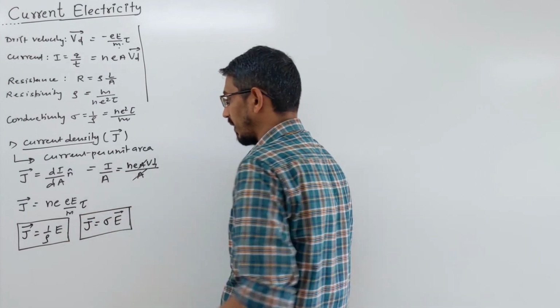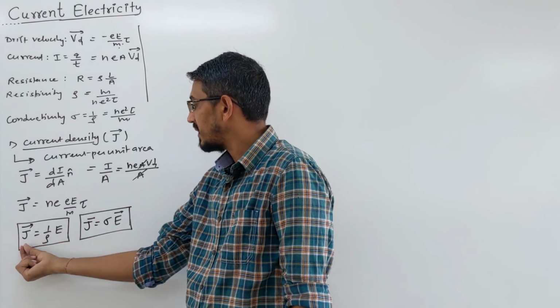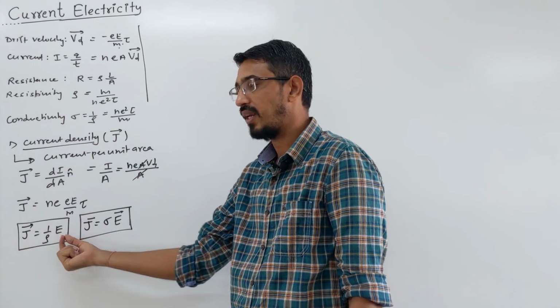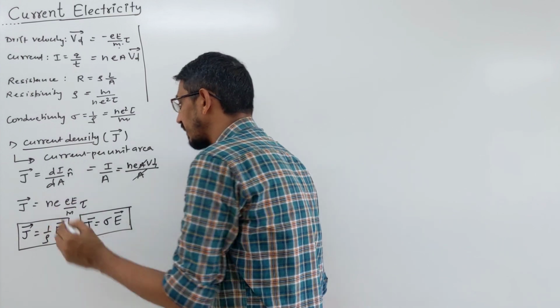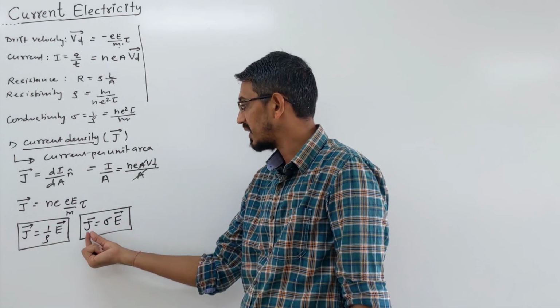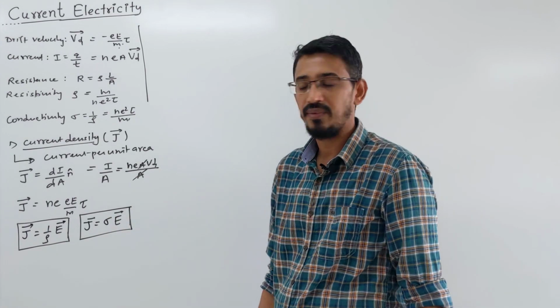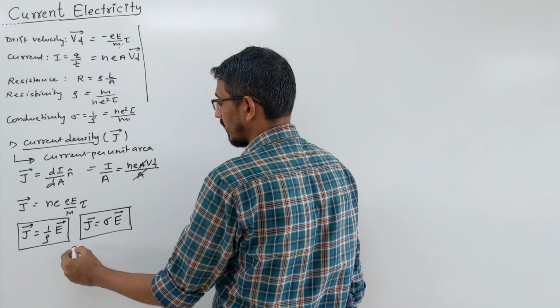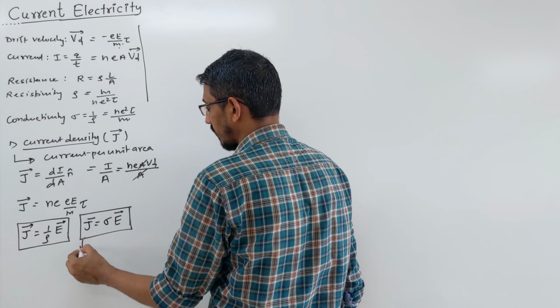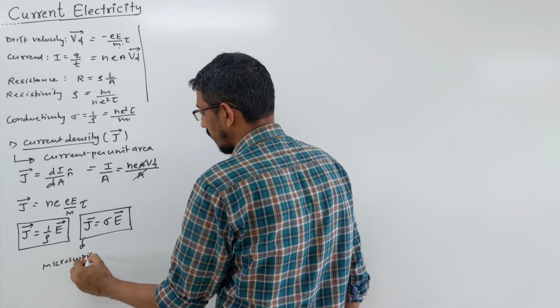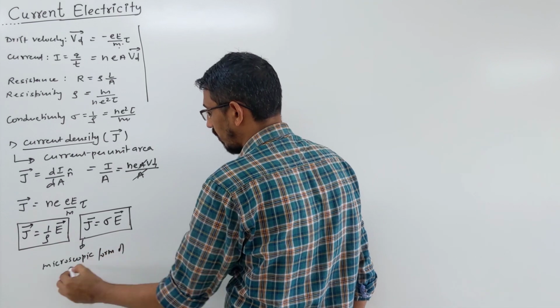This is an important relation. Current density is also equal to 1 by rho, meaning resistivity, into the electric field vector, we should write. Or you can write current density also equal to conductivity into your electric field. So this formula is also called the microscopic form of Ohm's law.